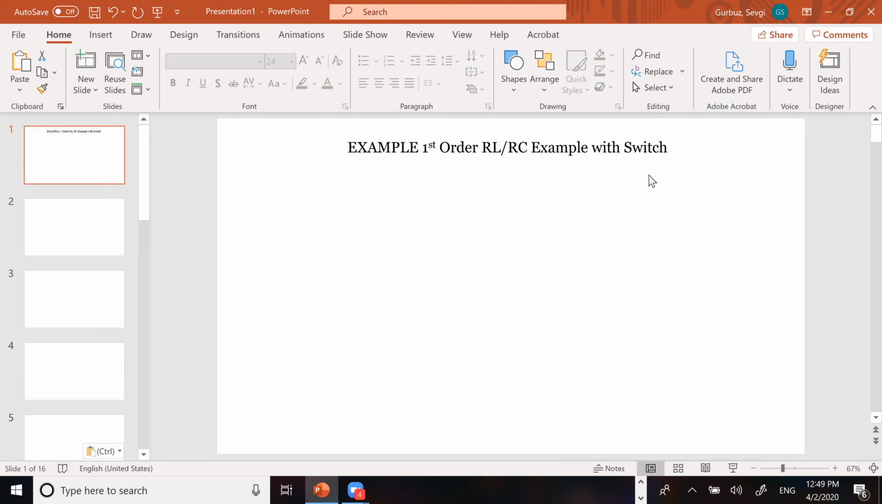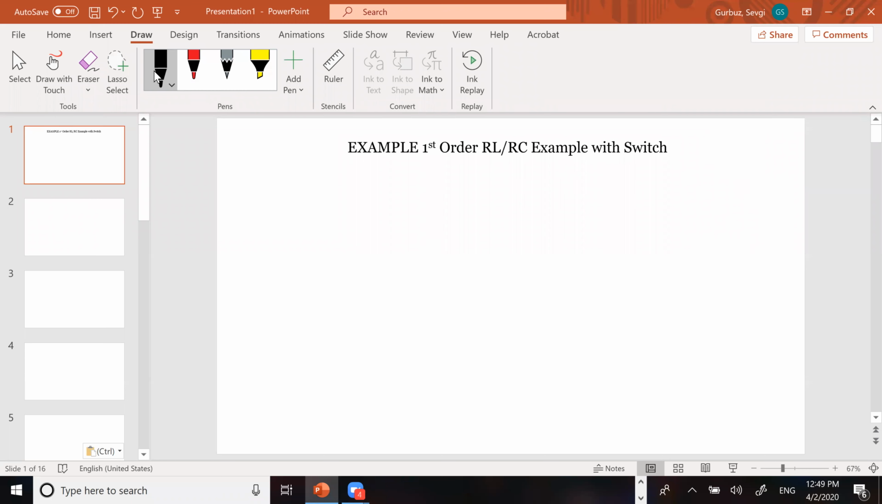Good morning. I'd like to solve today an example of solving a first order RC circuit that has a switch involved in it. So let me first present to you the circuit that we're going to consider today.